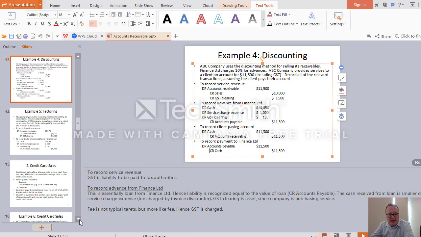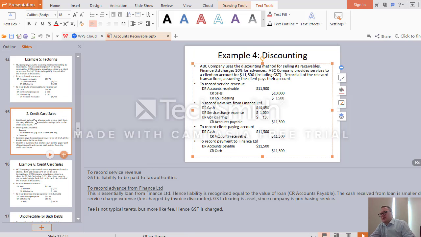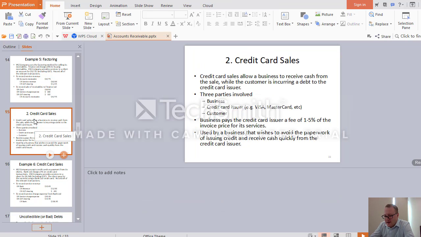Okay, and then the credit card sales, the second method of dealing with your receivables and debts. So here there will be three parties involved: your business, the customer, and the bank, the issuer of the credit cards. Credit card sales will allow the business to receive cash from the sale, while the customer will be incurring debt to the credit card issuer. Of course, for the credit card services, the bank will charge a fee in a similar way as a discounter or factor. So let's look at the example.